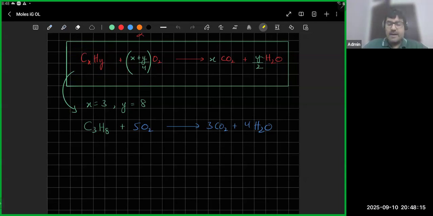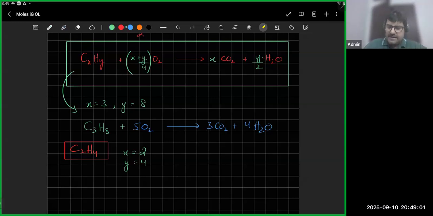We don't know the number of carbon and hydrogen atoms, but there is a general equation that can be used for balancing any equation. For example, if I have a hydrocarbon C2H4, and you compare it with CxHy, it means x has a value of 2 and y has a value of 4. So this was a general equation.